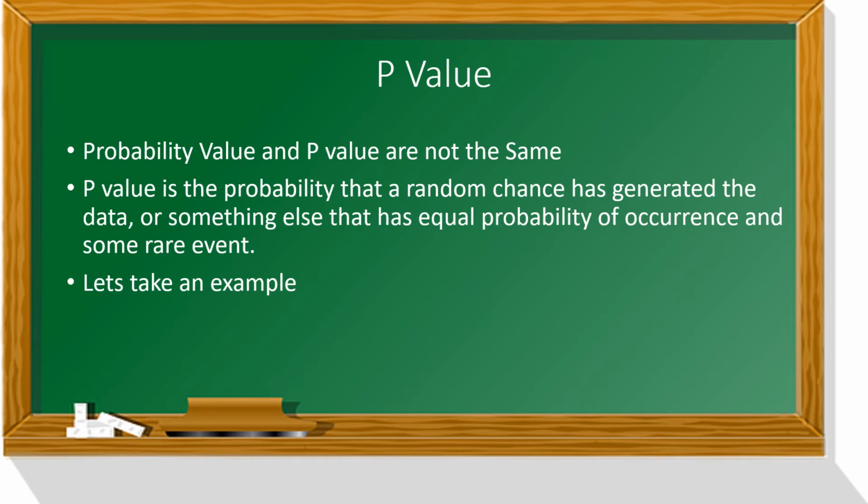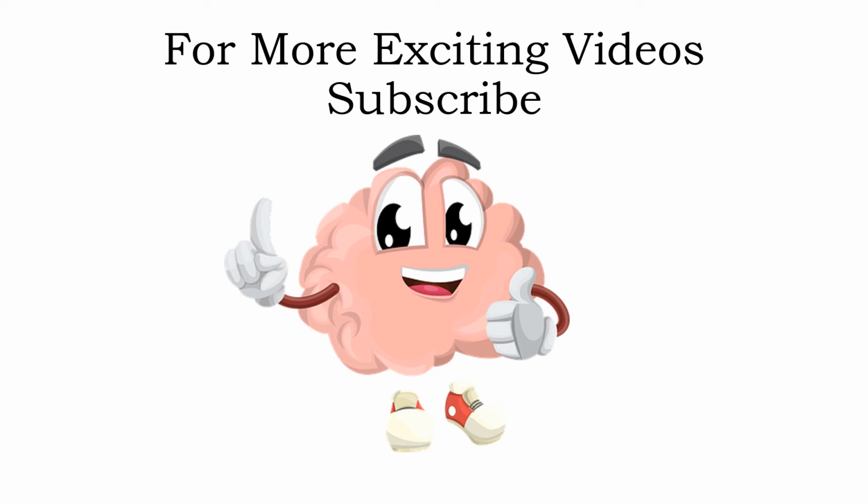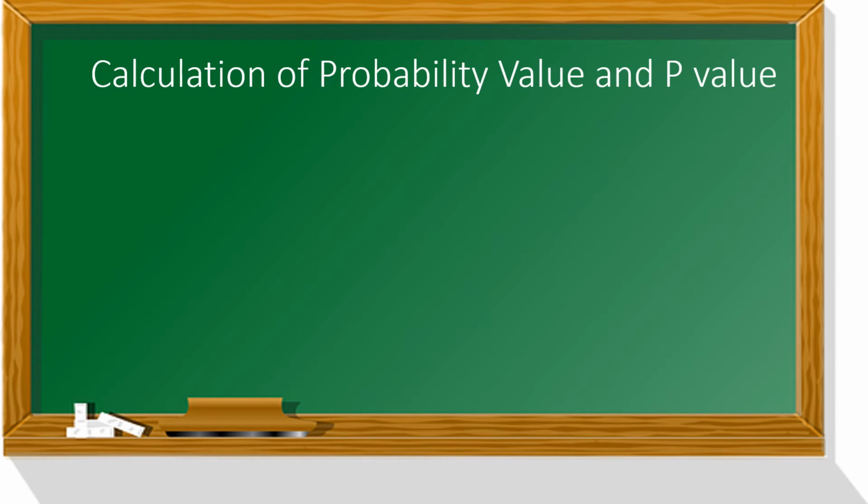But what is the p-value? The p-value is the probability that random chance has generated the data, or something else that has equal probability of occurrence, or some rarer event. I am repeating it again. We will try to understand this p-value with the help of an example, and when we are done with the example, we will do a calculation in Excel where things will be easier to understand.